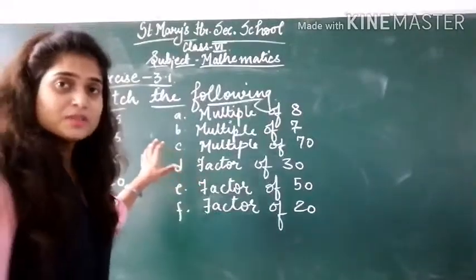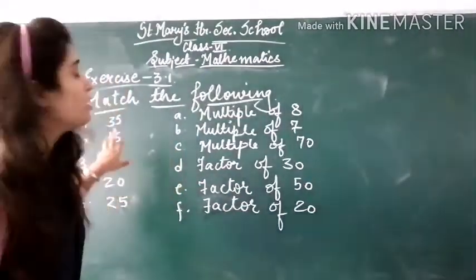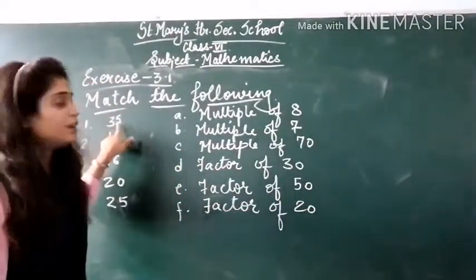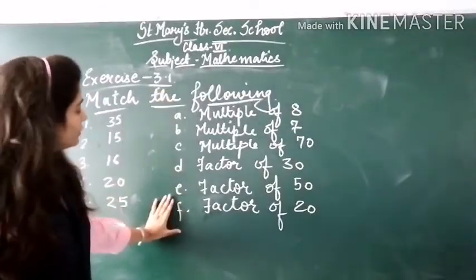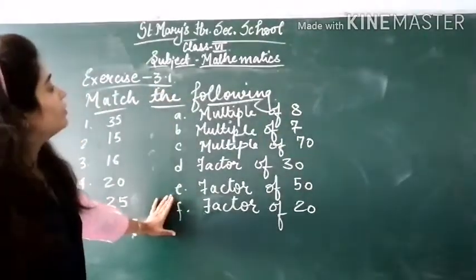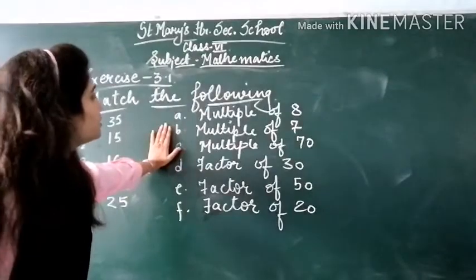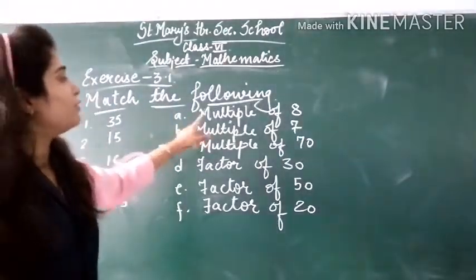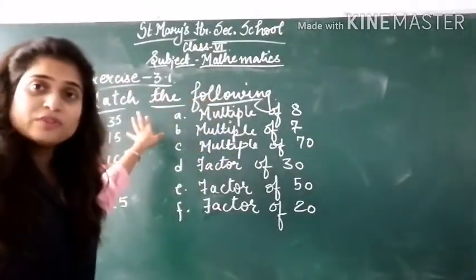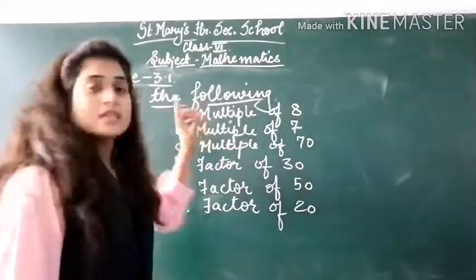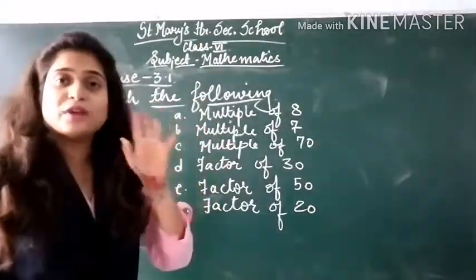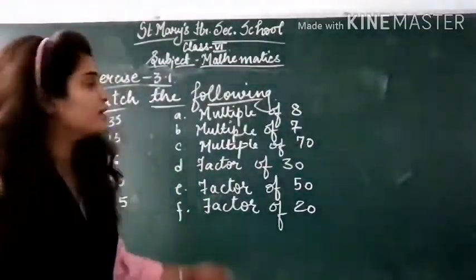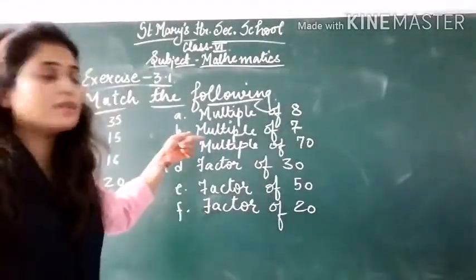Now next question is match the following. Let us see the question. First is 35. What will be the matching of 35 here? We have to see the next column. Is 35 a multiple of 8? No. Is 35 a multiple of 7? Yes. In 7's table 35 comes 5 times. So for the first one the answer is B.